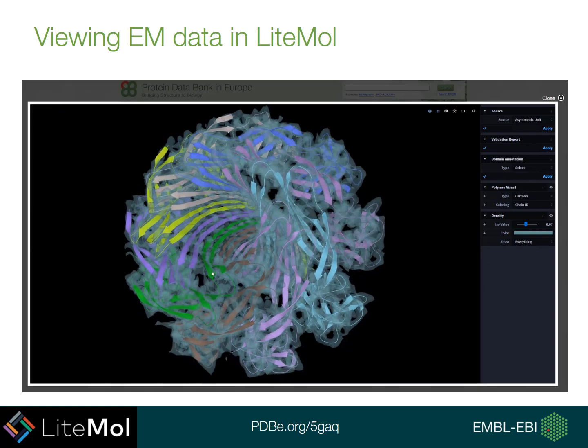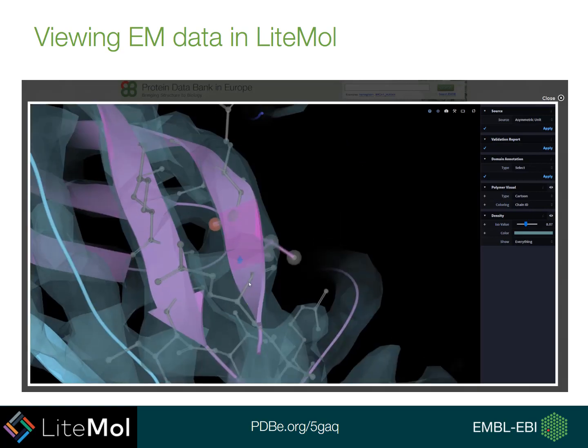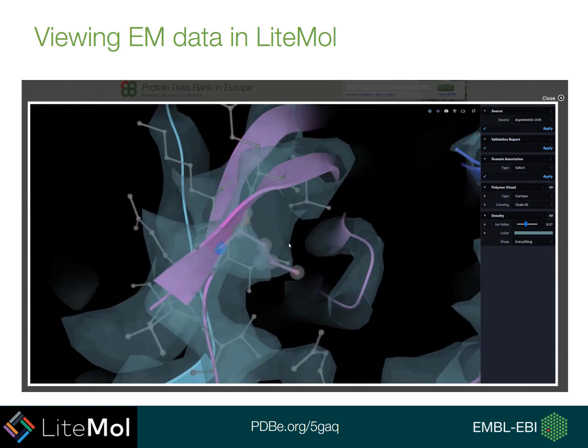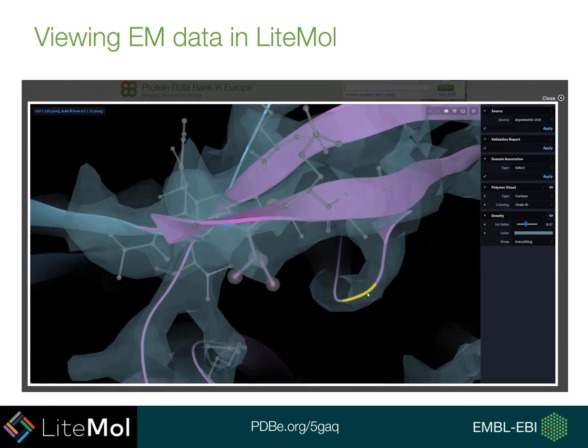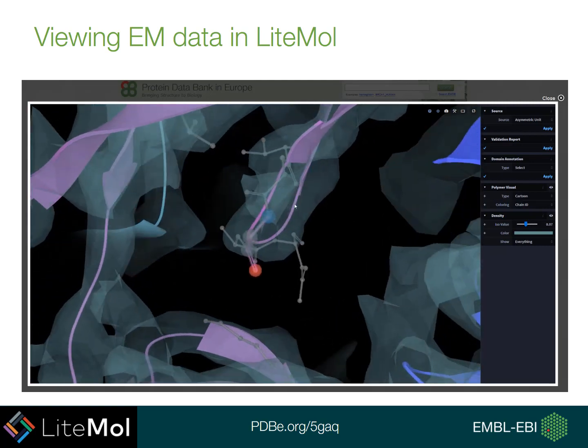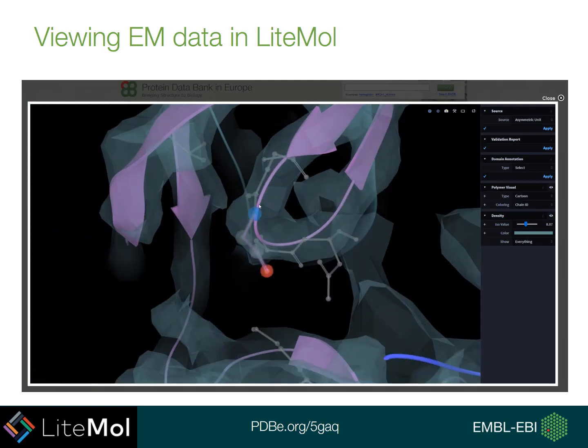If you do want to get a closer look at the structure, you might want to navigate to a specific residue. You can do this interactively by clicking, and this will center the viewer around this area. And you can then view the structure within the map. And if you click between different residues, this will reorient your view around that particular residue.